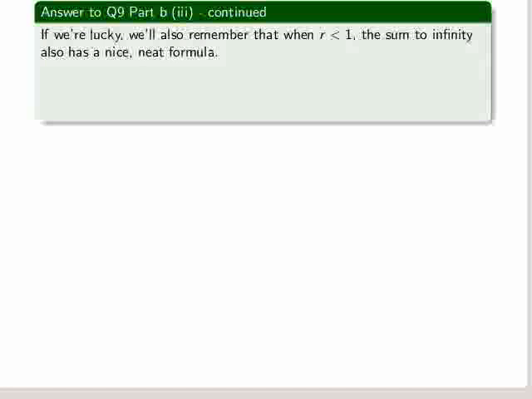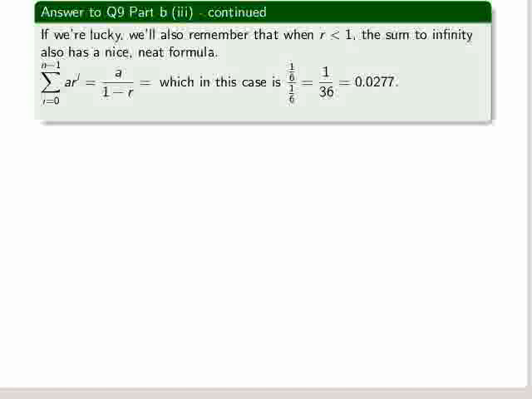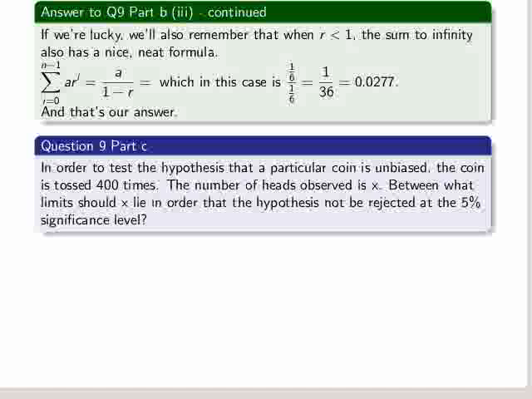If we're lucky, we'll also remember that when r is less than 1, the sum to infinity also has a nice neat formula, which is, as shown, a over 1 minus r. So substituting our values for a and r, we get 1 over 6 over 1 over 6, which is 1 over 36, which is 0.00277. And in fact, that is the answer. Those are the chances of Anne winning.